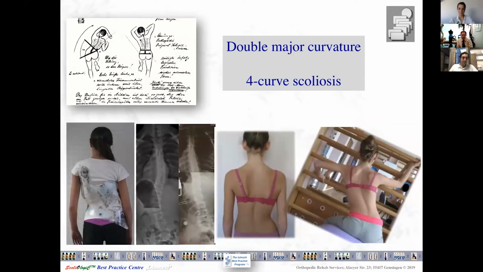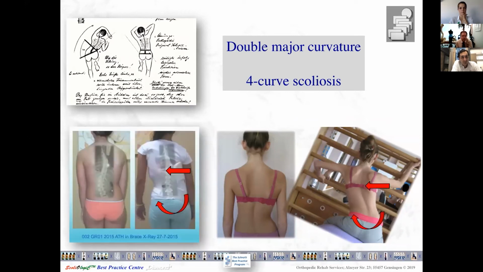And this is an example for a four curve. Initially, we have a right thoracic, left lumbar curve. During exercises, we shift the blocks and the girl looks like she has a left thoracic and right lumbar curve. The same shifting we use in the brace, and so good shifting, good in-brace correction.